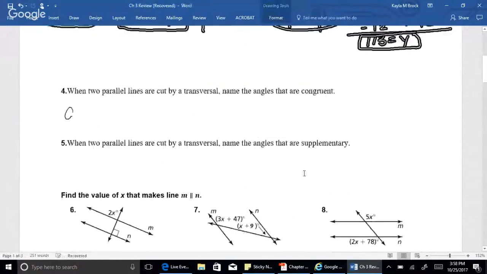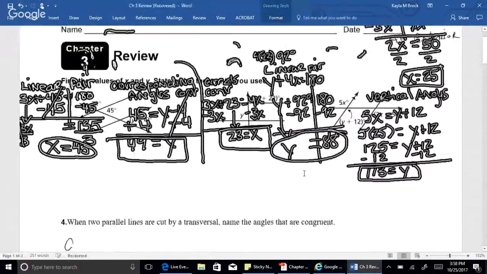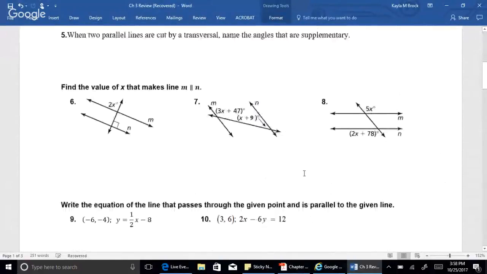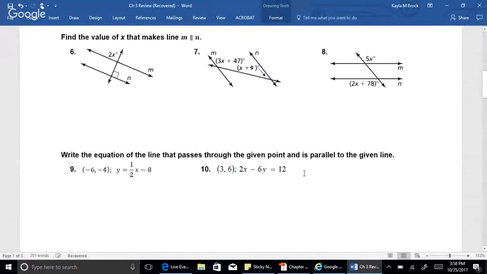Okay, I apologize. So it looks like some of the work has been erased, but it's no big deal.